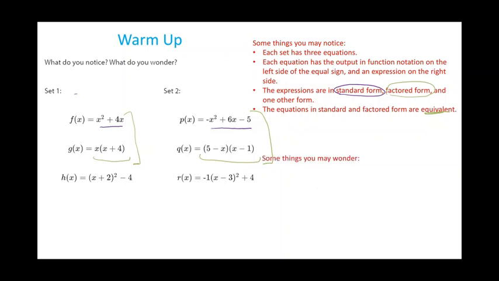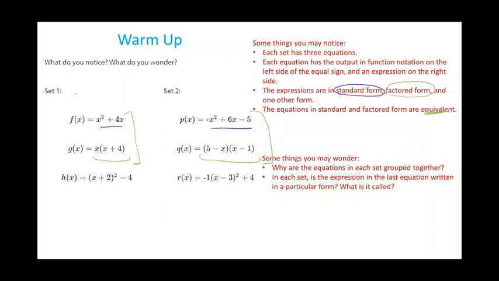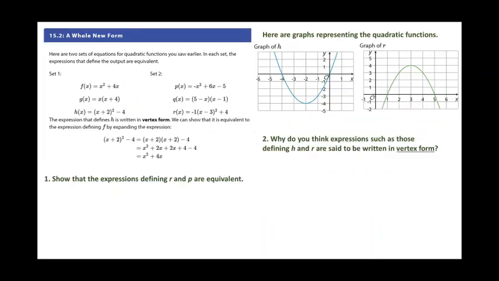Things we might wonder about. Why are the equations in this set grouped together? So what's going on that's special with set 1? Why are those together? And how about set 2? Why are those ones together? Another thing you might wonder is, in each set, is the expression in the last equation written in a particular form? What is it called? Well, spoiler alert, it's going to be called vertex form, which you've seen because we have the learning targets on the last slide. In each set, is the expression in the last equation equivalent to the other 2? And that is going to be the question that guides our work on the next problem.